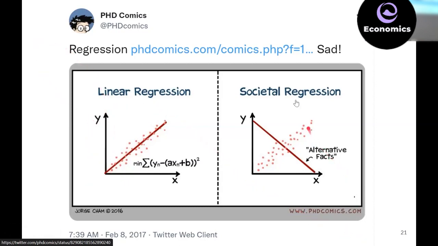And this comic says that nowadays there are so many alternative facts, that some people, like Trump and some authoritarian governments, will say the relationship actually is like this one, which is societal regression. It's not jargon, it's just people describing something that is counter to social progress.